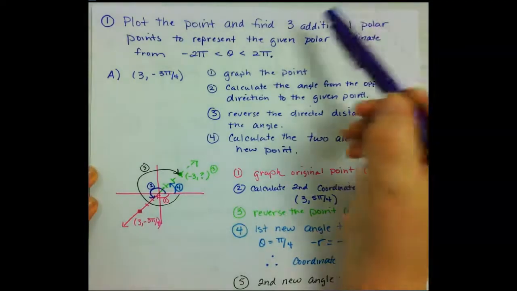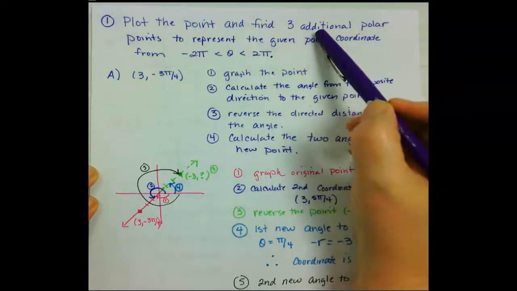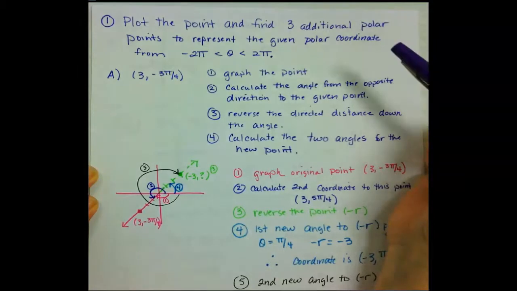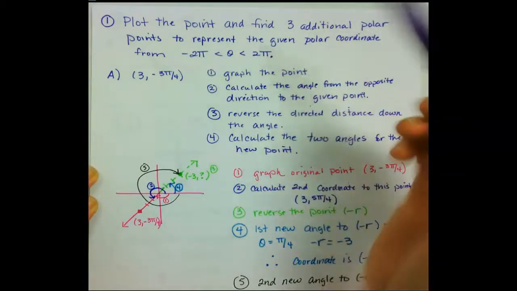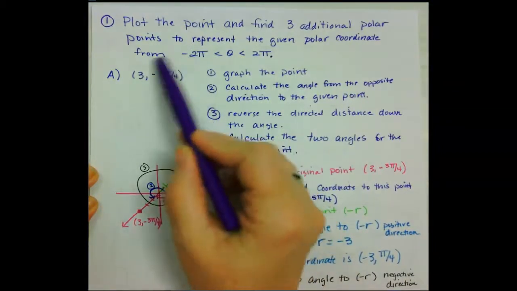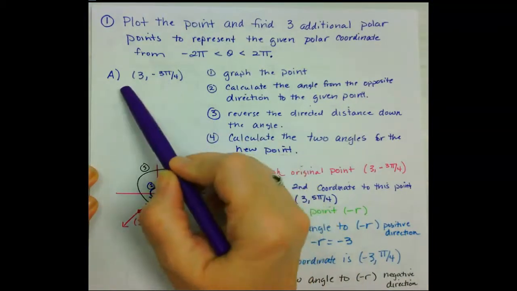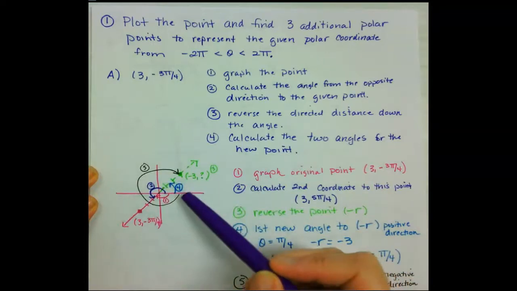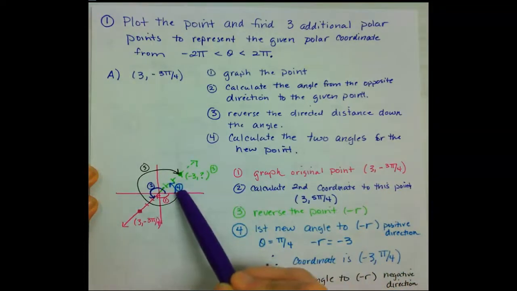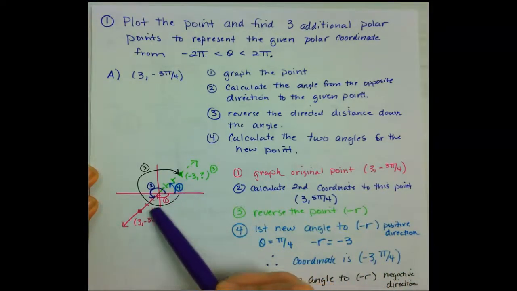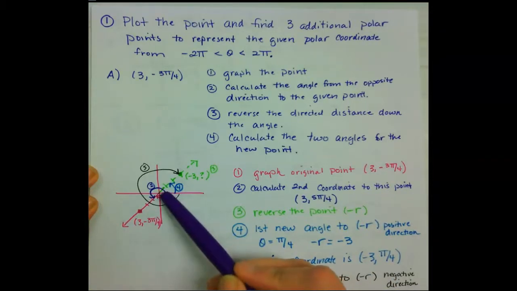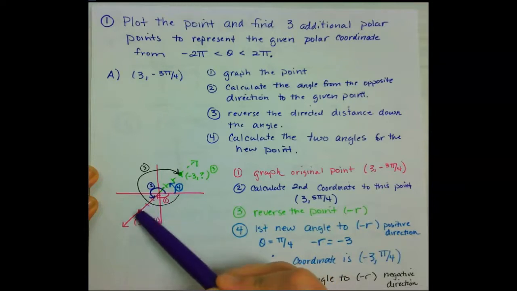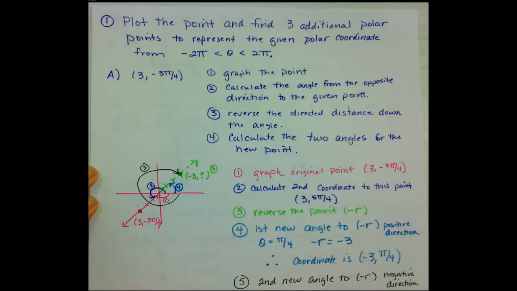We want to plot the point and find 3 additional polar points to represent the given polar coordinate from negative 2 pi to 2 pi. And so here's my point. Remember, the first thing you do is graph where the angle is and then count off the directed distance down there. So I'm starting at the polar axis and I'm going this way to negative 3 pi over 4, which is this piece right here. And then you can see I made 1, 2, 3 marks down the line. So instead of drawing circles, I'm just going to make my 3 marks, and here's that point.